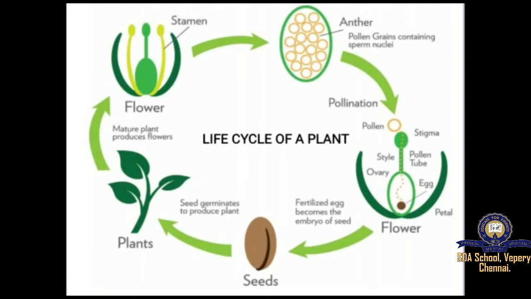Life cycle of a plant. As we all know, a flower contains stamen, and in the stamen anther is present, and in the anther of a matured flower pollen grains are present.